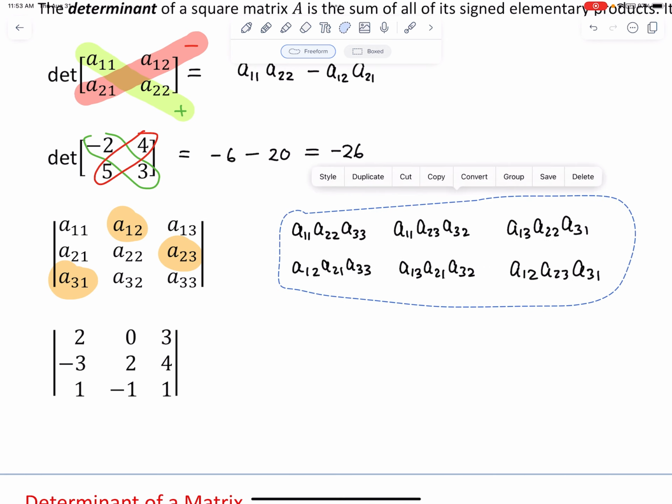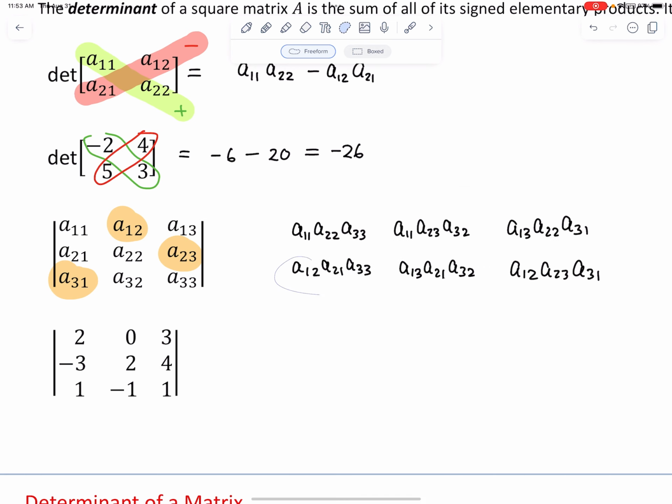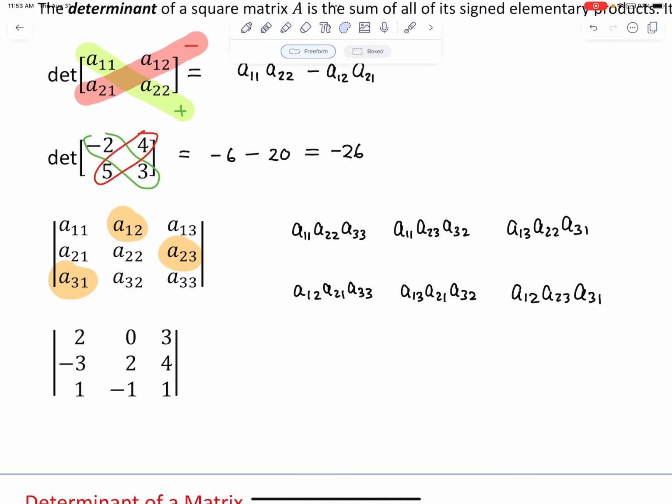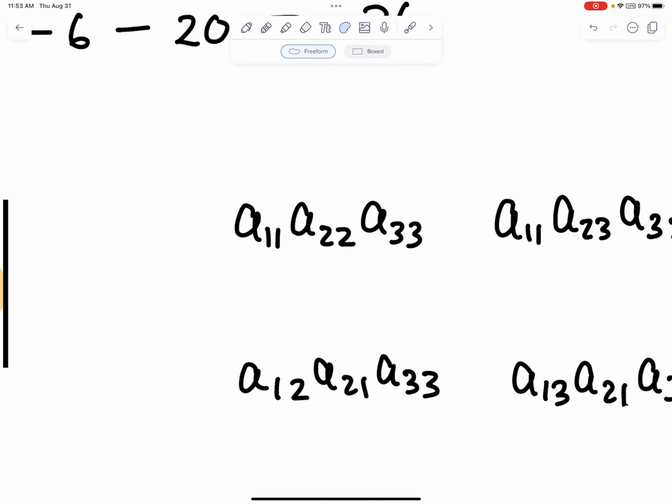Now we've got to determine what signs they would be. And so let me give myself a little more space, and let's zoom into one of these at a time. Focus next on the column indices.